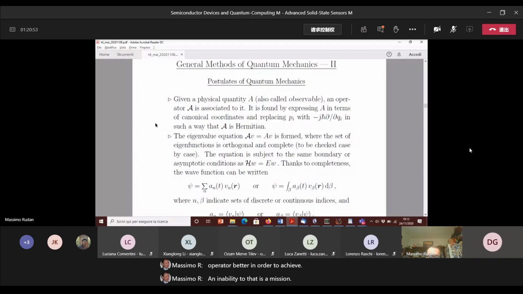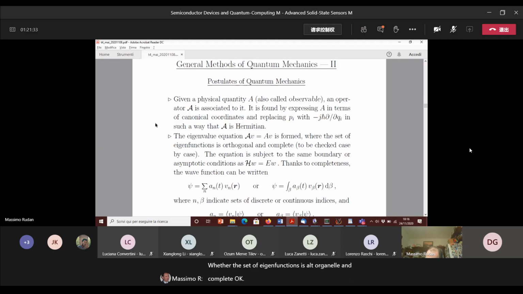The next step is that, using the operator A, we form the eigenvalue equation. The eigenvalue equation, of course, is written A applied to some function that we call V is equal to the eigenvalue A times V. After solving the eigenvalue equation, we have a set of eigenfunctions. We must check whether the set of eigenfunctions is orthogonal and complete. Okay?